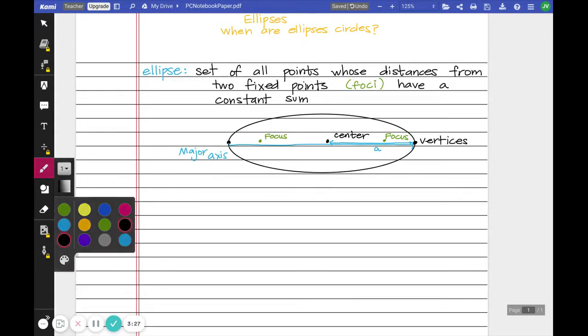Okay. Now, if I go the short way, those are our co-vertices. And they are a distance of B away from the center along the minor axis. So we've got a lot of these key ideas laid out, and they're all going to fit together, and we'll see how they're all connected, and it'll be awesome.